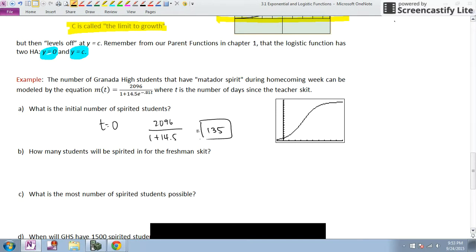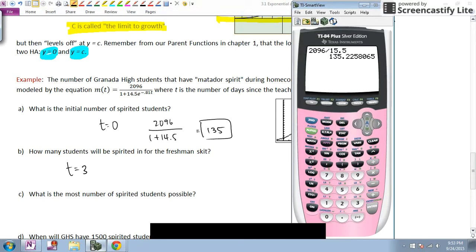Well, let's move a little farther. How many students will be spirited for the freshman skit? So now the teachers have performed on Friday. The students have gotten excited and just amazed at how well the teachers have done. And now you can feel that momentum building. Saturday, the kids are getting fired up. Sunday, they're getting fired up. Monday comes and they're going to go out and be spirited. So we're talking t is 3. And we want to know how many students we could expect to be spirited for that freshman skit.